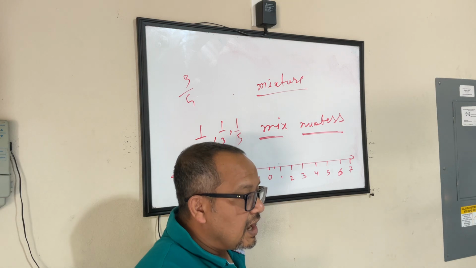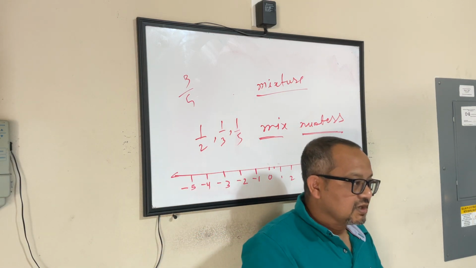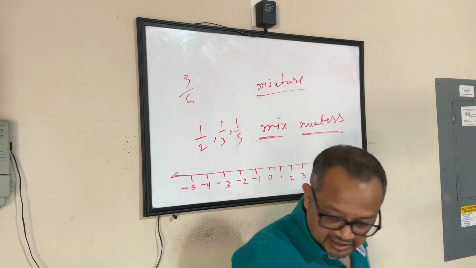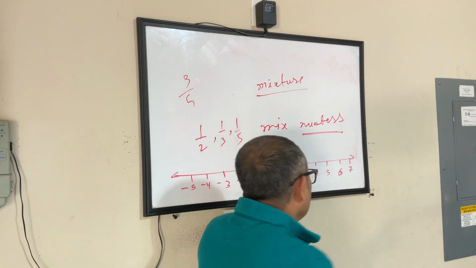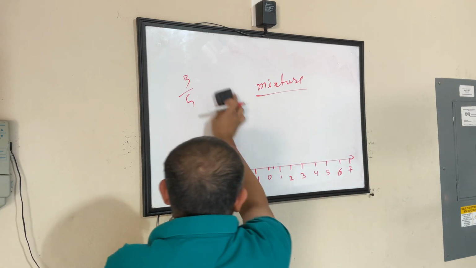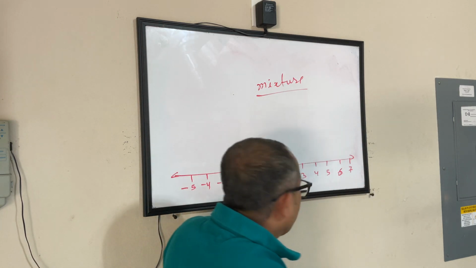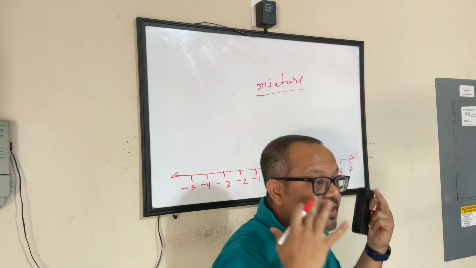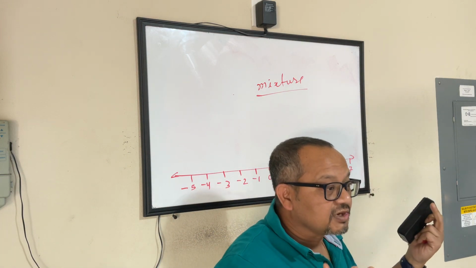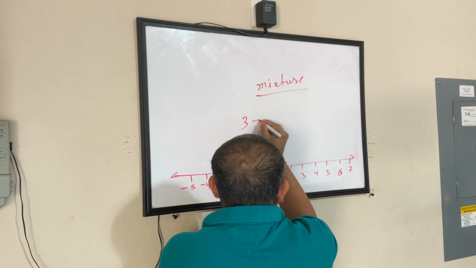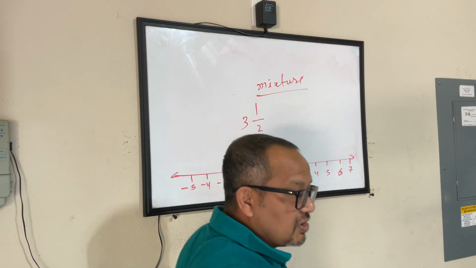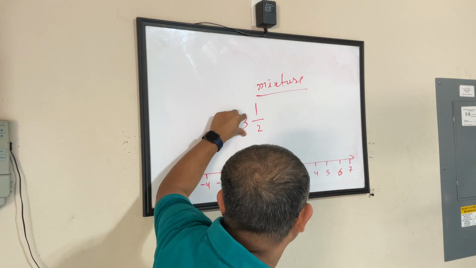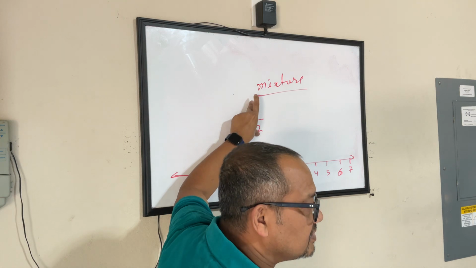Now, I am not happy with what I am doing right now. I want to make our life more complicated. So, I am saying, I know how to add numbers. I know how to add fractions also. But what if I have fractions and whole numbers together? 3 and a fraction. What do I have now? This is called mixed number. I have natural number here and I have fraction here.